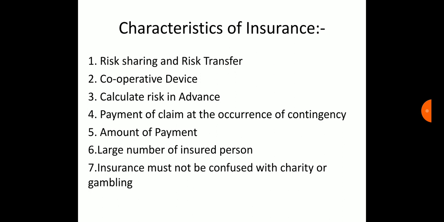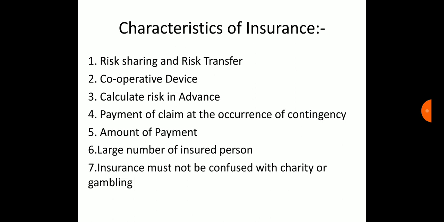Characteristics of insurance. First, risk sharing and risk transfer. Insurance is a device to share the financial losses which might occur to an individual or his family on the happening of a specified event. The event may be the death of an earning member of the family in the case of life insurance, marine perils in marine insurance, fire in fire insurance, and others. The losses arising from these events, if insured, are shared by all insured in the form of premium which they have already paid in advance.